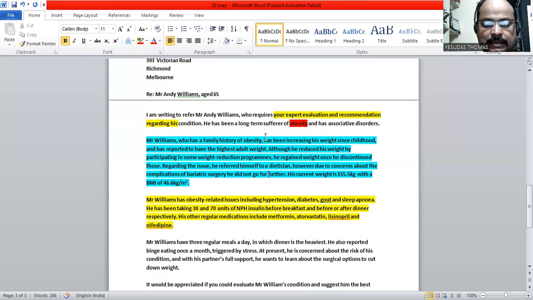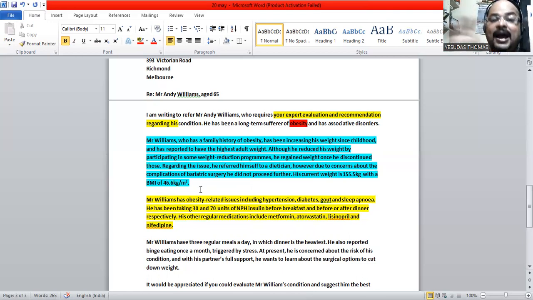Just a minute, I'm just making, he referred himself to a dietitian. However, due to concerns about the complication of bariatric surgery, he did not proceed further. Okay. So that's the reason. So right now he is having the problem. Earlier, he consulted a dietitian, but he had concerns about the complications of bariatric surgery. He didn't proceed further. Now, his current weight is 155.5 kg, and his BMI is 46.6.